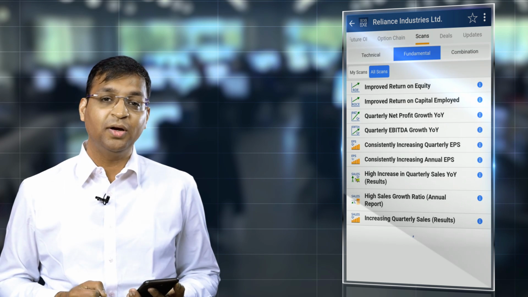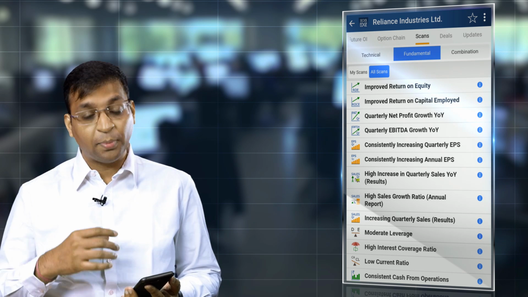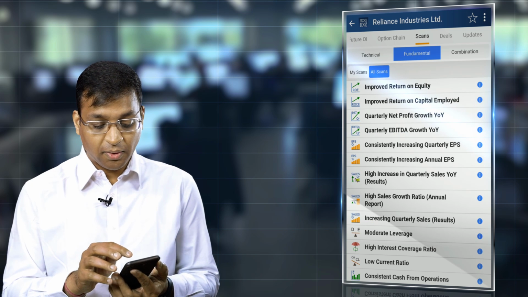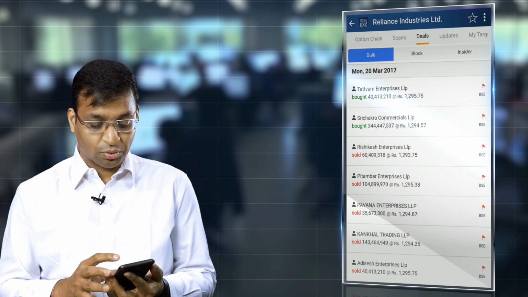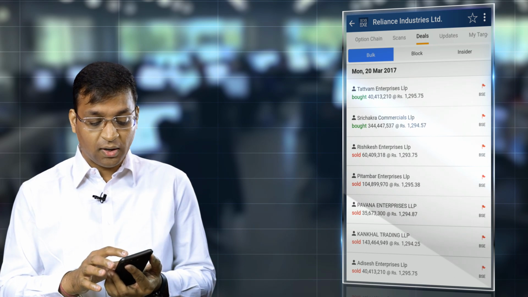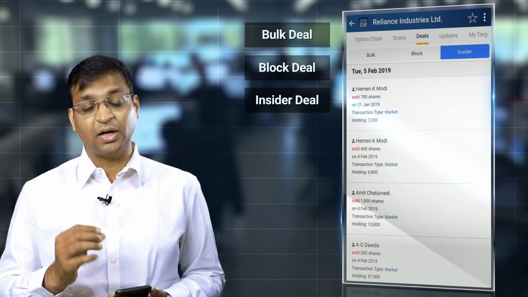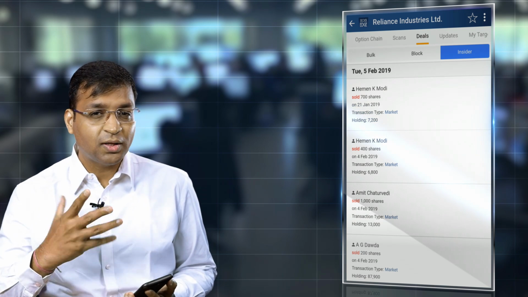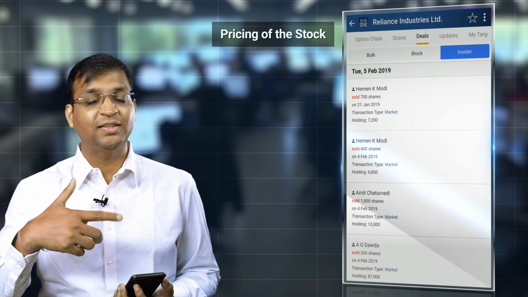And also the fundamental parameters, that is, the performance parameters of the company fundamentally, which can help you to make a judgment about this company, right? Then for a short-term or medium-term trader, you would like to know the various deals, bulk deal, block deal, and insider deal which are happening in that company, because ultimately insider activity gives a first-hand impression about what the management or the core people inside the company are thinking about the pricing of the stock.